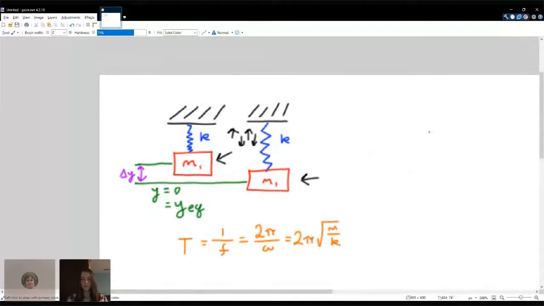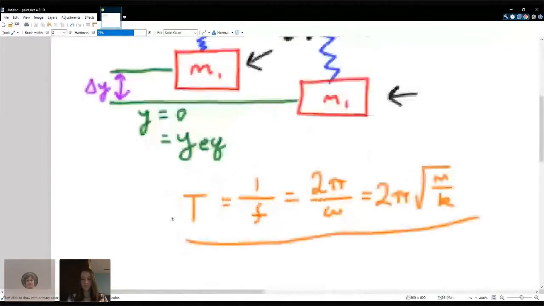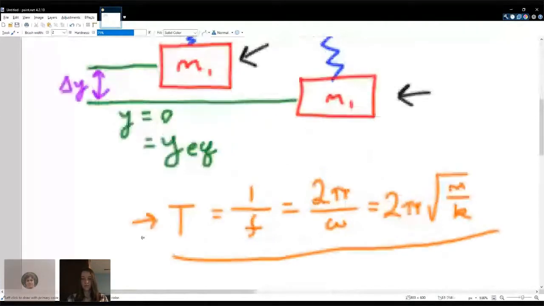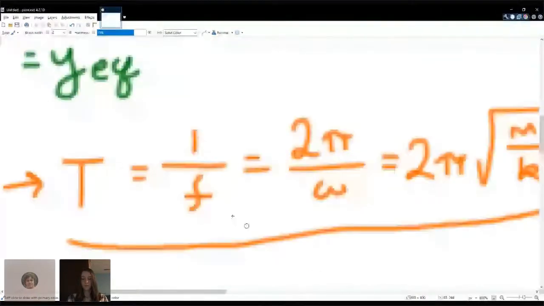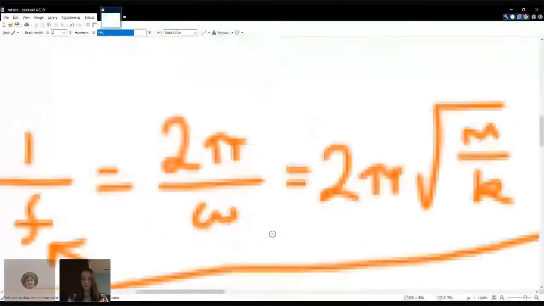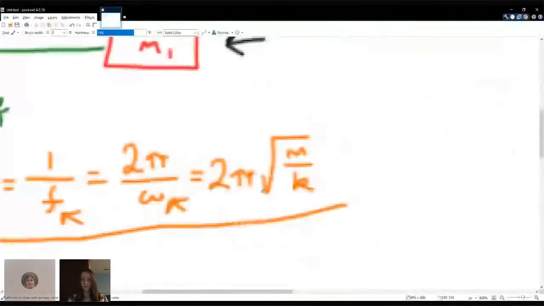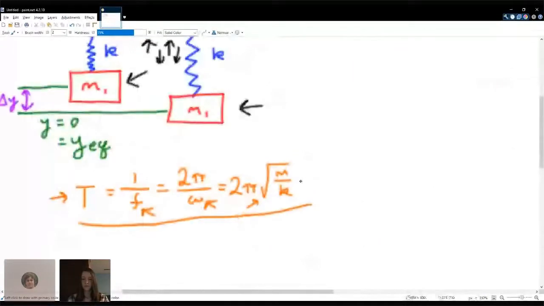And we have this big relation right here. We have the period, which is how long it's going to take for this mass to go back to its original position, delta y. Then we have the frequency, which is how many times something completes that full cycle per second. We have an angular frequency, which I'll talk about in a bit. And then we have this relation between the mass, the spring constant, and the period.